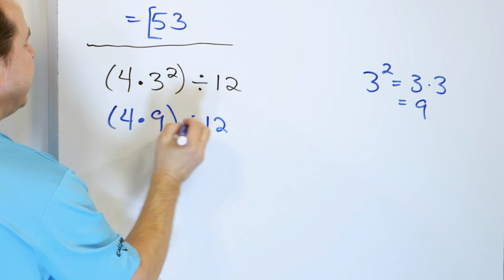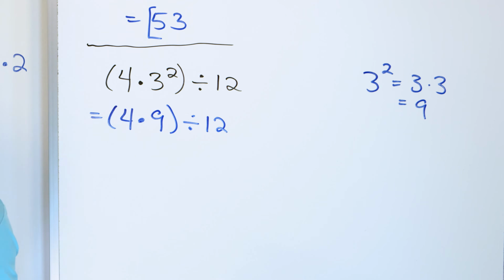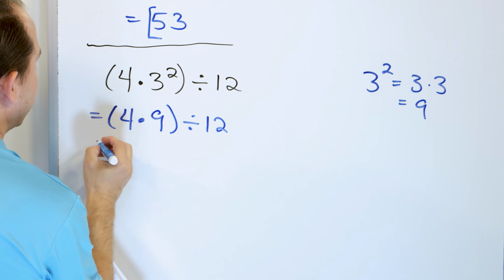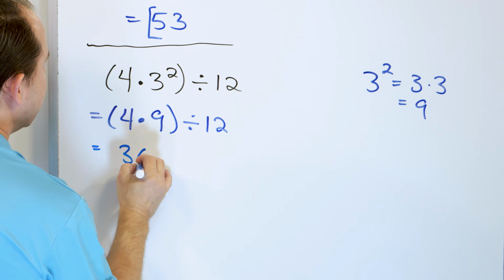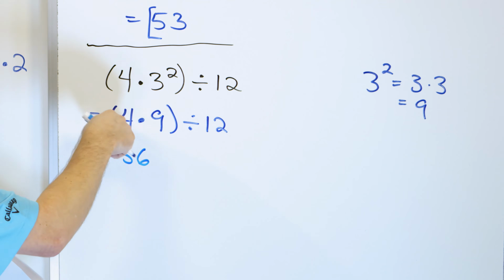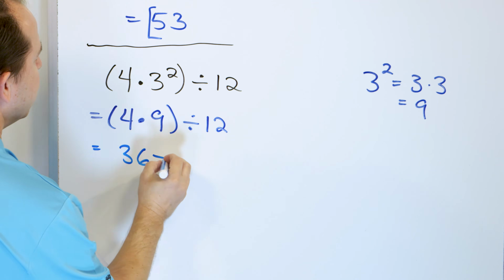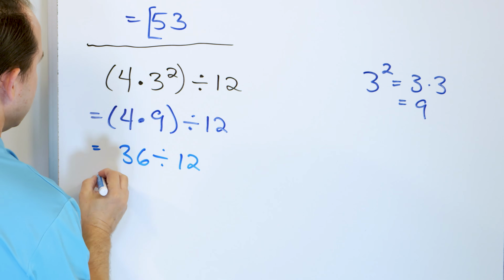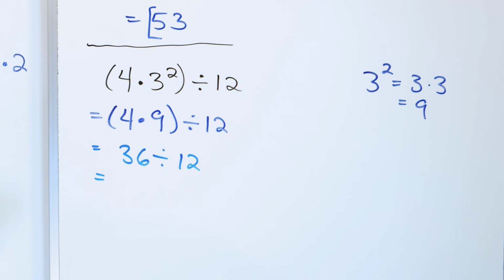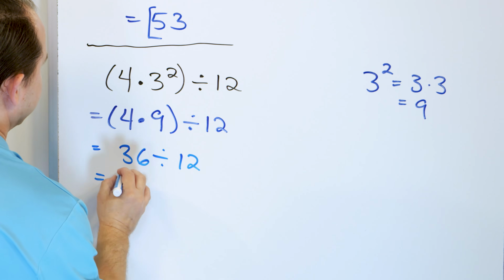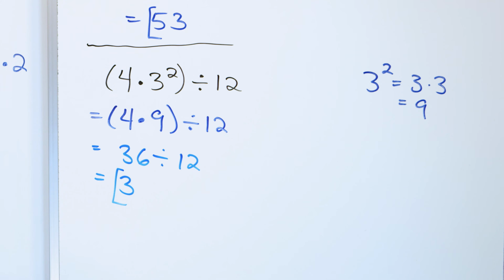Now we read the whole thing again and we say, we still have a set of parentheses, right? But inside of there's now only one thing. 9 times 4 is 36. You can drop the parentheses once we've calculated everything inside. Still have to divide by 12. 36 divided by 12 is what? 3, because 3 times 12 is 36. So 3 is the final answer.